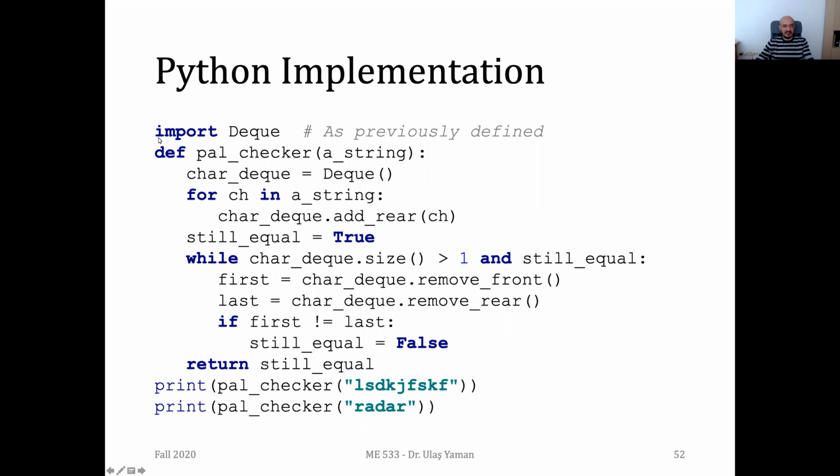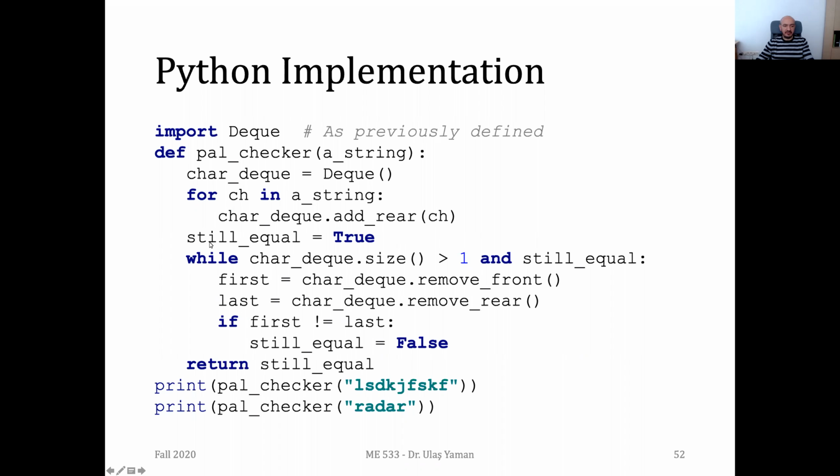This is the implementation. We import the DAG class, and then this is our definition for checking whether the given string, whether the given word, is a palindrome or not. So what we do, we first create a DAG data structure, character DAG. For each character in our string, we add it to our DAG data structure. This time we are adding them from the rear, but it's not important. You can also add them from the front. It should be the same.